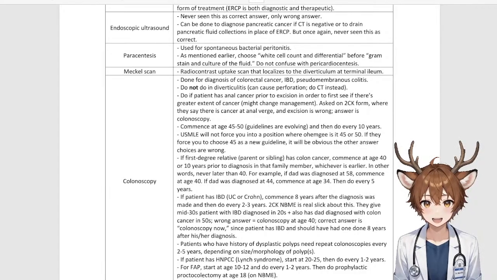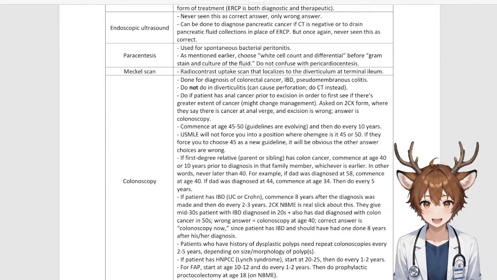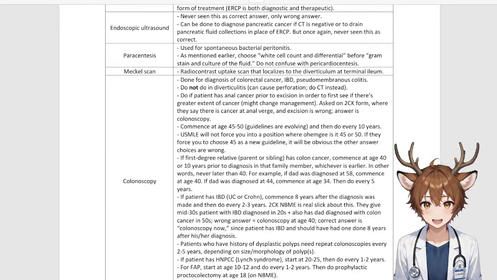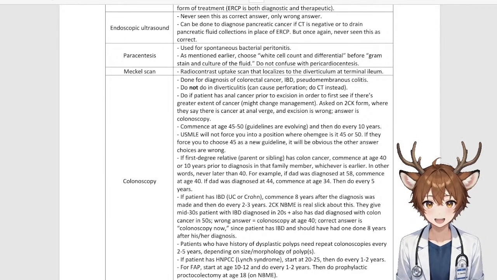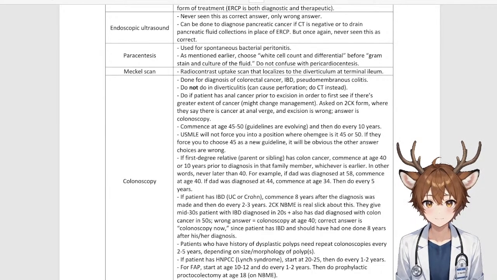Paracentesis. Paracentesis is used for spontaneous bacterial peritonitis. As mentioned earlier, choose white blood cell count and differential before gram stain and culture of fluid. Do not confuse with pericardiocentesis. So first you do paracentesis, then the white blood cell count and differential, and then the gram stain with culture of fluid. That's the order you do it in, and we're talking in that case about spontaneous bacterial peritonitis.